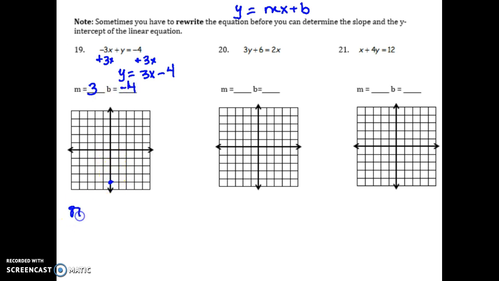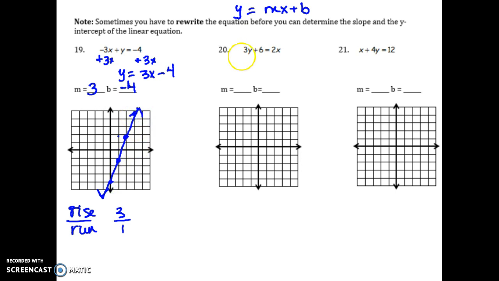So I've got my rise over my run, which would be 3 over 1. I'm going to rise 3, 1, 2, 3, and over 1. So there's the equation of my line, or the graph of my line.